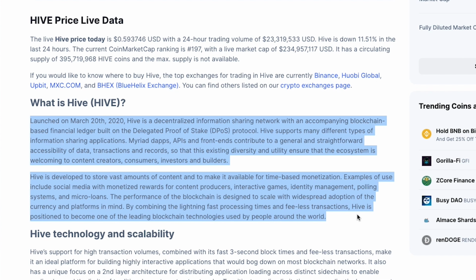Hive is developed to store vast amounts of content and to make it available for time-based monetization. Examples of use include social media with monetized rewards for content producers, interactive games, identity management, polling systems, and microloans. The performance of the blockchain is designed to scale with widespread adoption of the currency and platforms in mind. By combining the lightning-fast processing times and fee-less transactions, Hive is positioned to become one of the leading blockchain technologies used by people around the world.